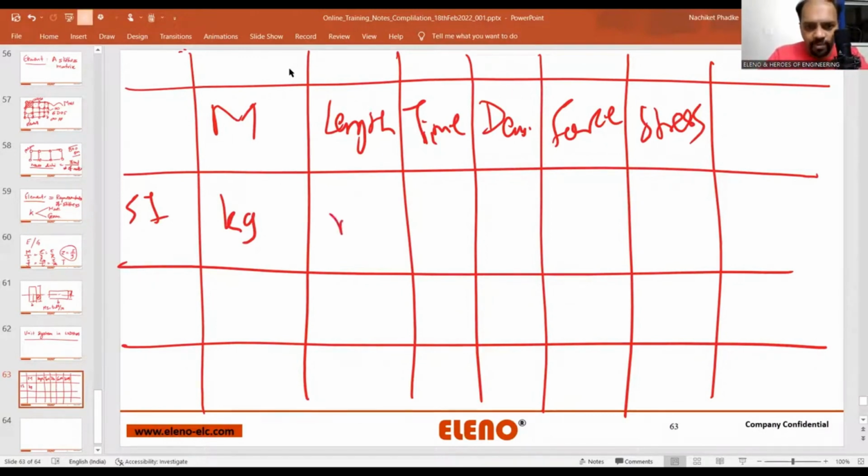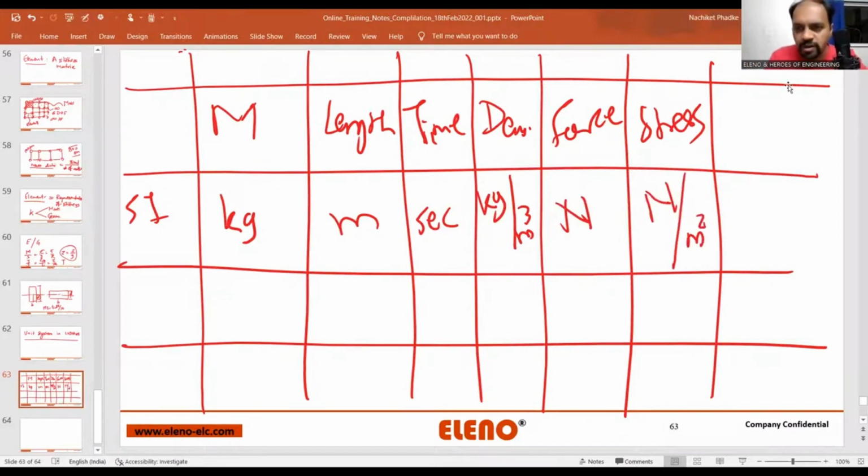For length, it is going to be meter. For time, it is going to be seconds. For density, it is going to be kilogram per meter cube. For force, it is going to be Newton. And for stress, it is going to be Newton per meter square, which is what? Pascal. Am I right? Yes or no? Type in yes if this is correct.